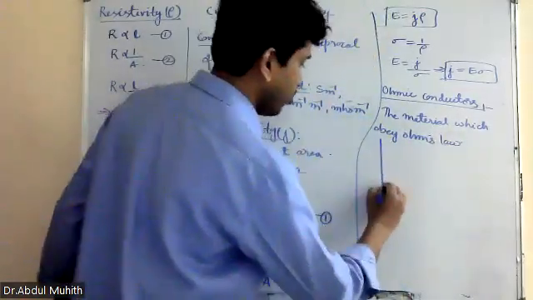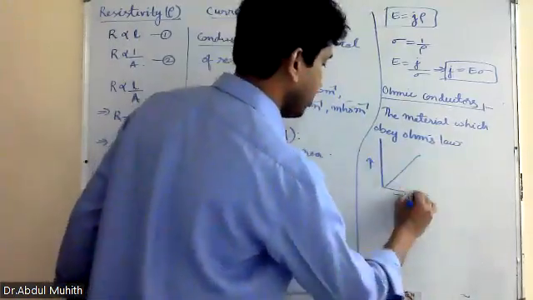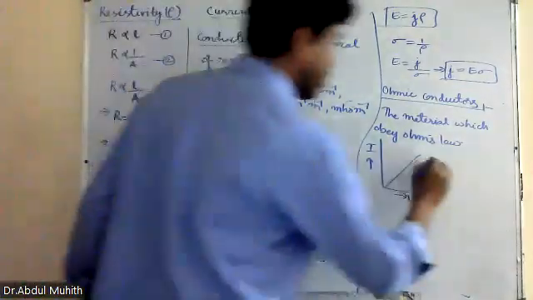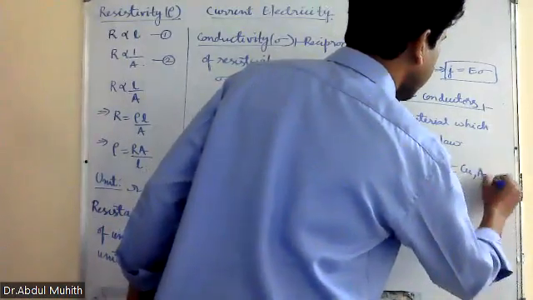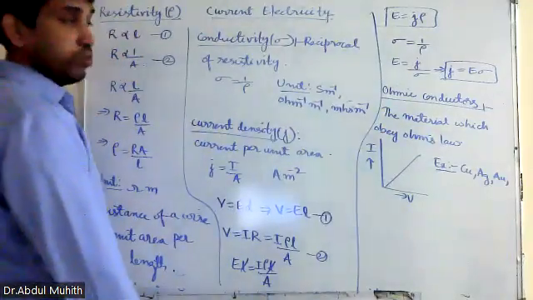So if you draw the curve for an ohmic conductor, it will be a straight line. This is voltage and current, it will be a straight line. Ohmic conductors will have a straight line. Examples for this are copper, silver, gold. These are the materials which are ohmic conductors, which obey Ohm's law.